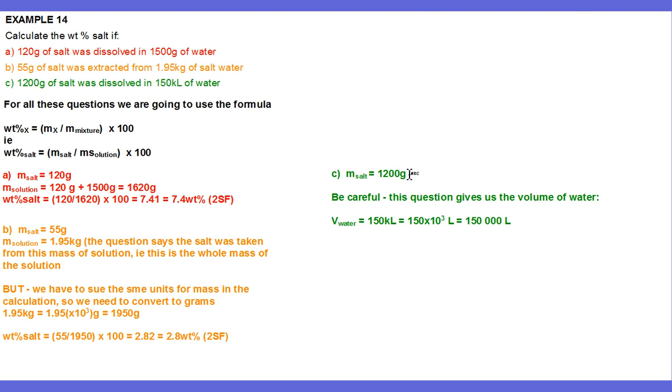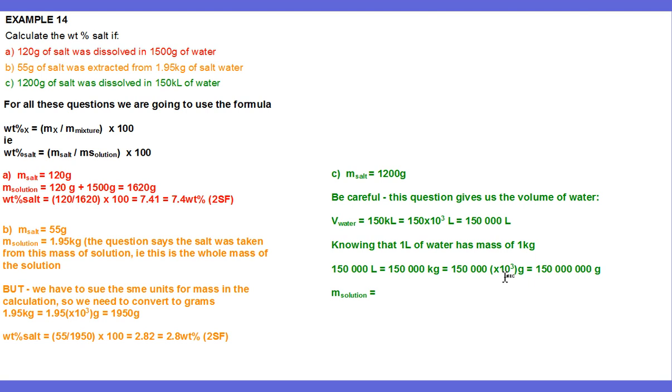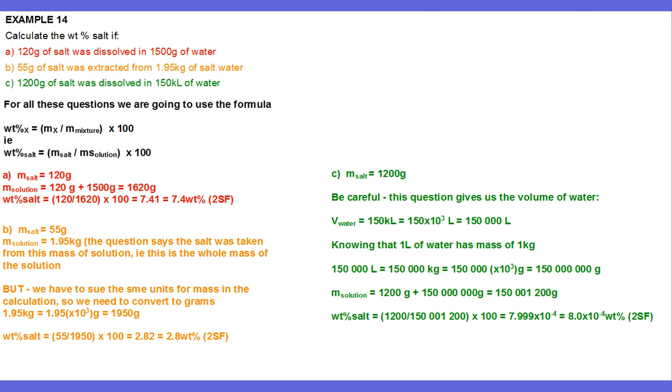But even still, litres and grams aren't the same thing, and we've got to get this into a mass as well. So we've got to use the idea that 1 litre of water weighs 1 kilogram. So when they say 150,000 litres of water, they actually mean 150,000 kilograms. But 150,000 kilograms is not the same as grams either. Let's convert that to grams. We replace the k for kilo with 10 to the 3, so that means 150 kilolitres of water is the same as 150 million grams of water. So the mass of solution, this won't make much difference, we've got to add the 1,200 grams on anyway, so the mass of solution will be 150 million, 1,200 grams. So now we can go to the weight percent salt, which is the mass of salt divided by the mass of solution times 100, and that gives us 8 times 10 to the minus 4 weight percent to two significant figures.